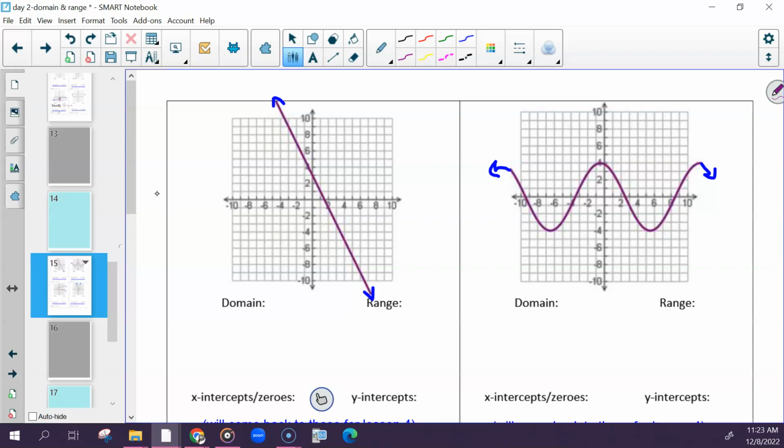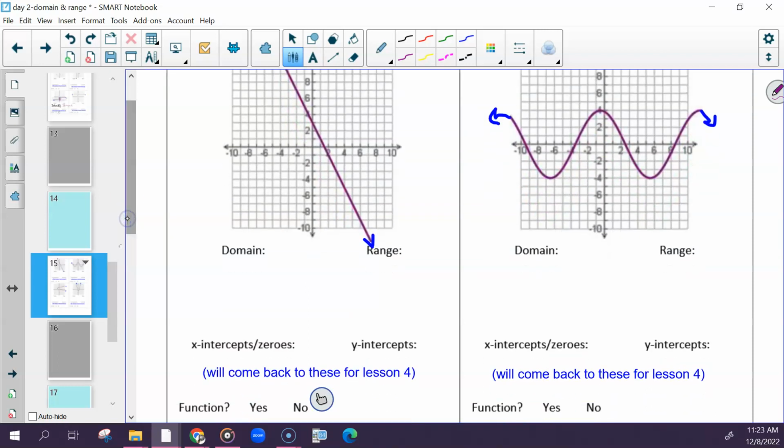Looking at your domain, what would that be? Because this keeps going to the left, keeps going to the right. So, curly brackets x such that x is an element of all real numbers.